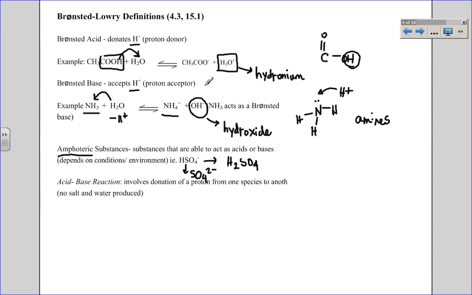Now these reactions here, under the Bronsted-Lowry definition, are acid-base reactions. And they're ones that involve the donation of a proton from one species to another. So there's no formal finding of the salt and the water being produced, although what you'll learn in your later studies is that these are salts.